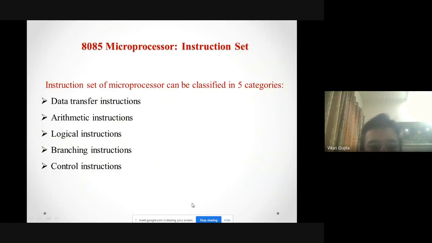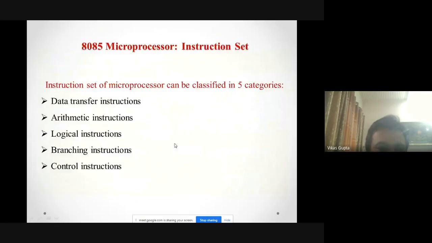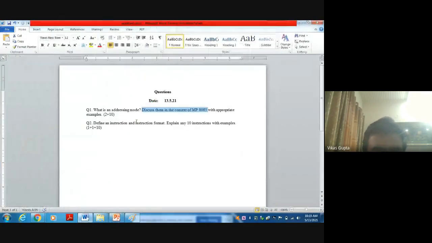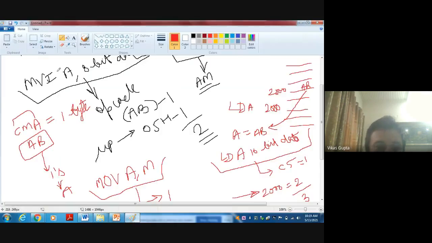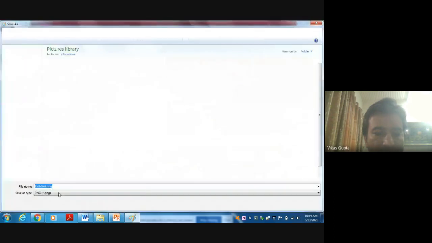So this was the first question that we studied: what is an addressing mode and how many addressing modes are there. You saw 5 addressing modes, and you have to put an example of each. This is one of the questions that can be asked in the PTU exam. Fine. And the third question I showed you: what is an instruction and an instruction format, explain any 10 instructions with examples. Let's discuss it once again. Let me see the screen first.